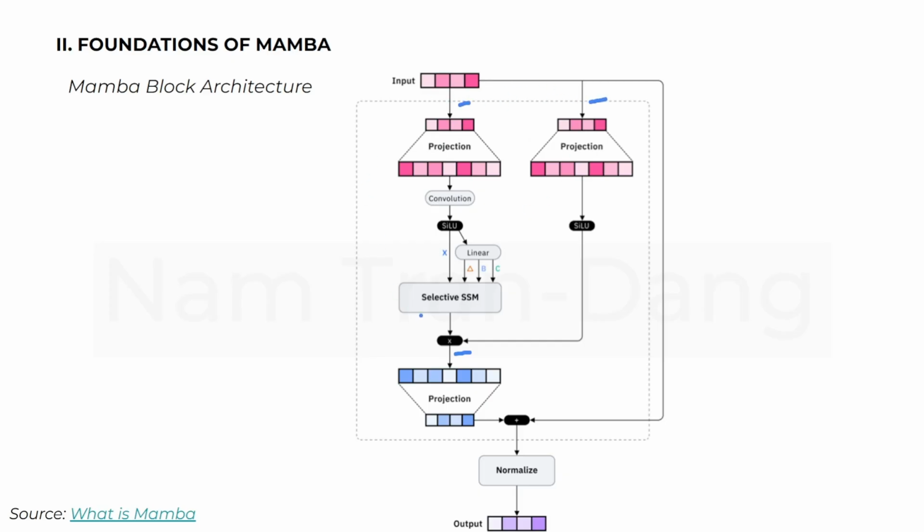The main branch will pass through the selective mechanism, and the second one will pass here and aggregate at the end. After this, it is going to pass to normalization, and then it's going to be normalized and passed through the next block.